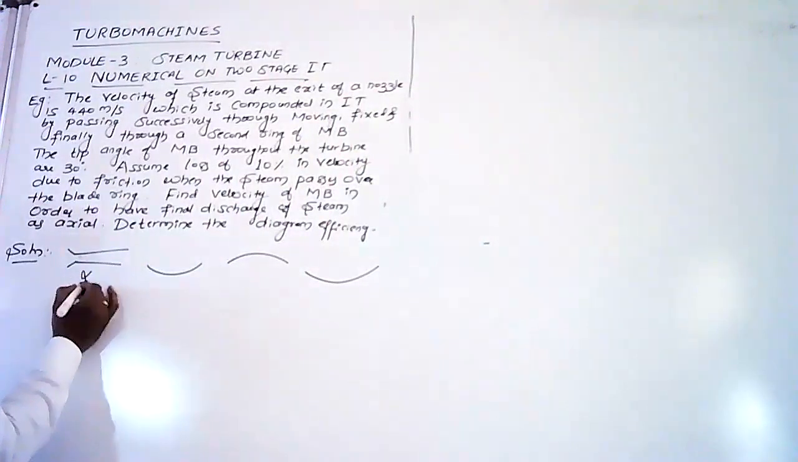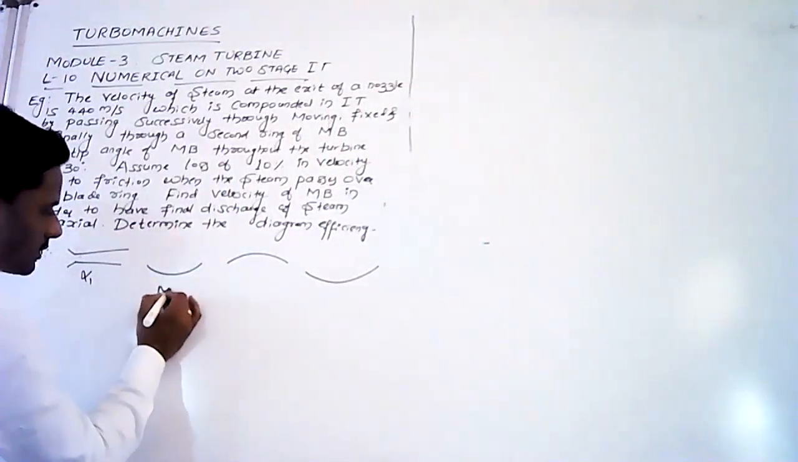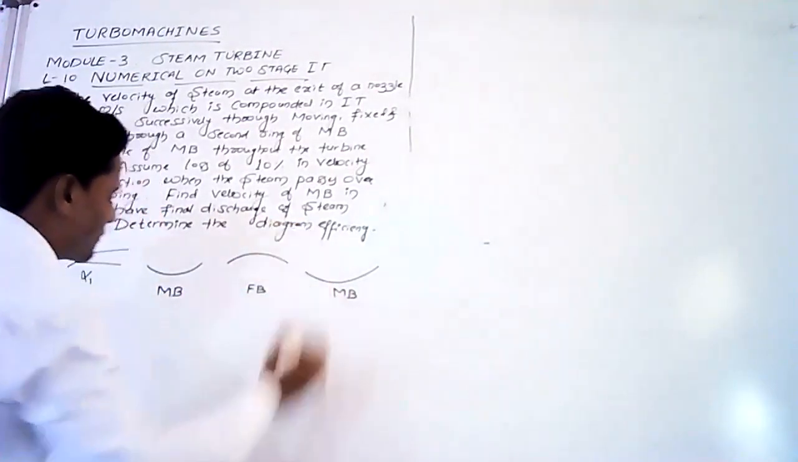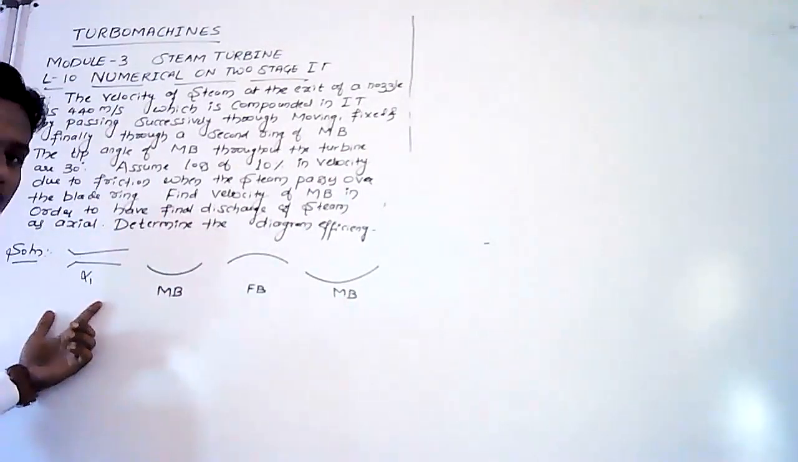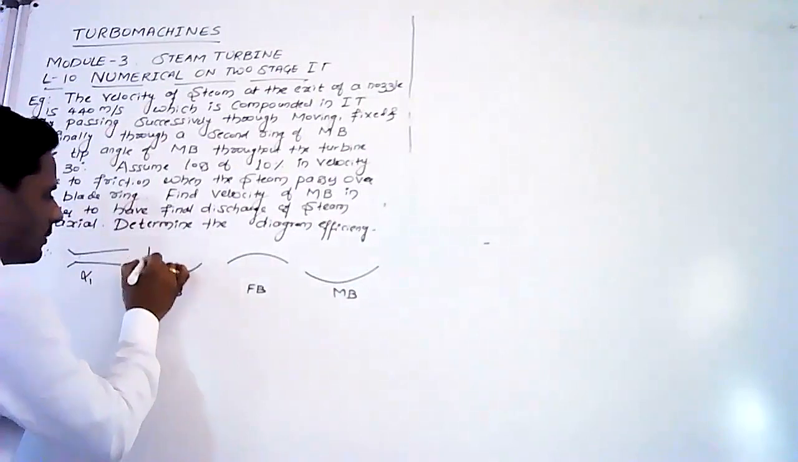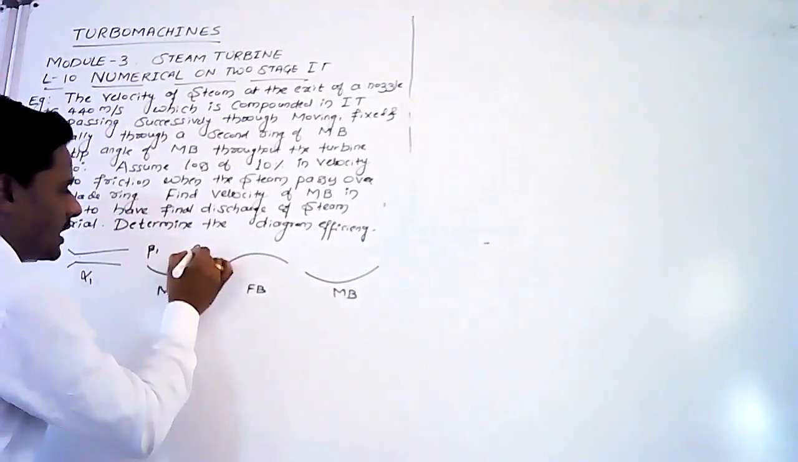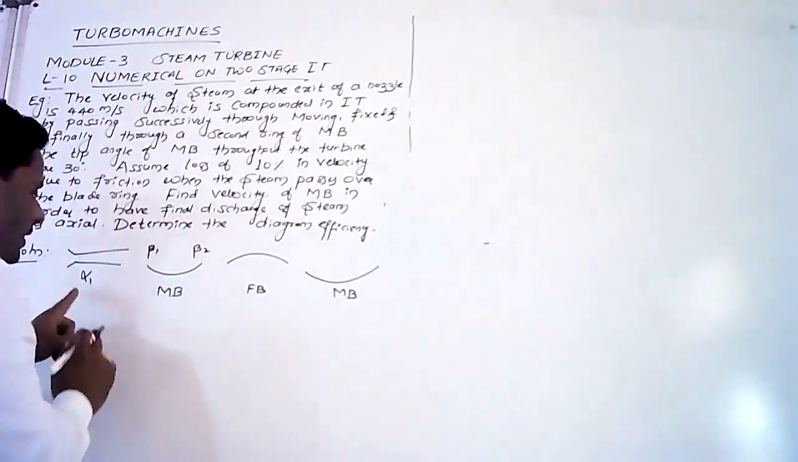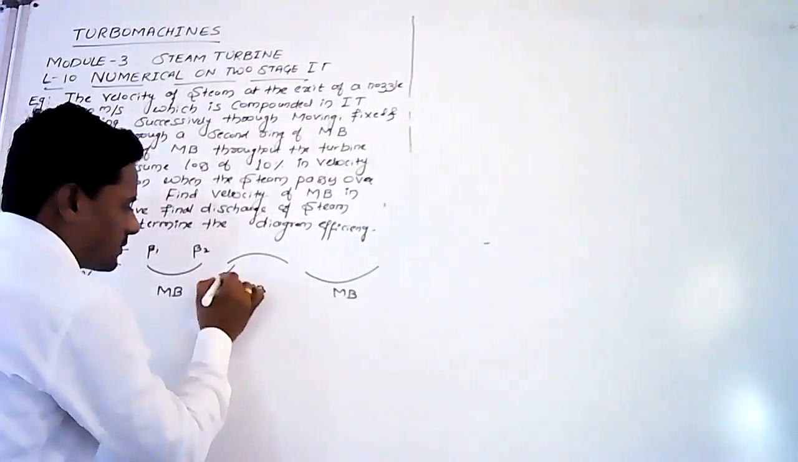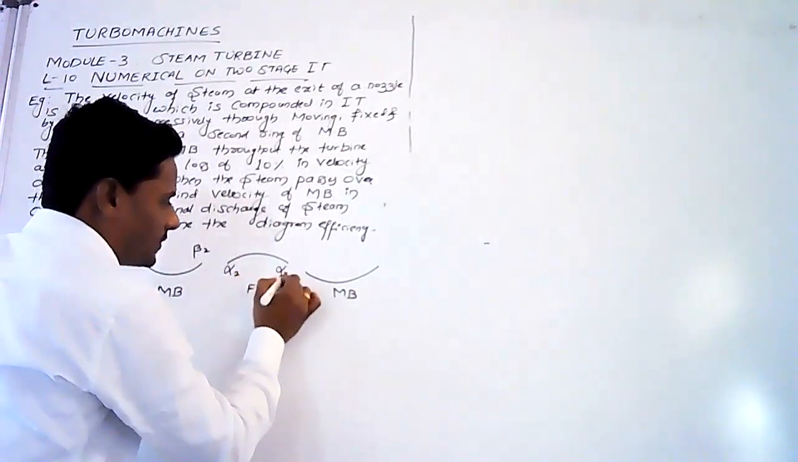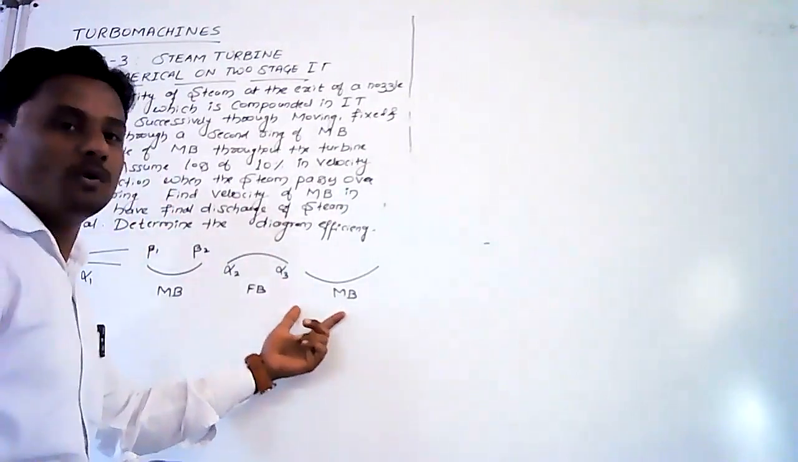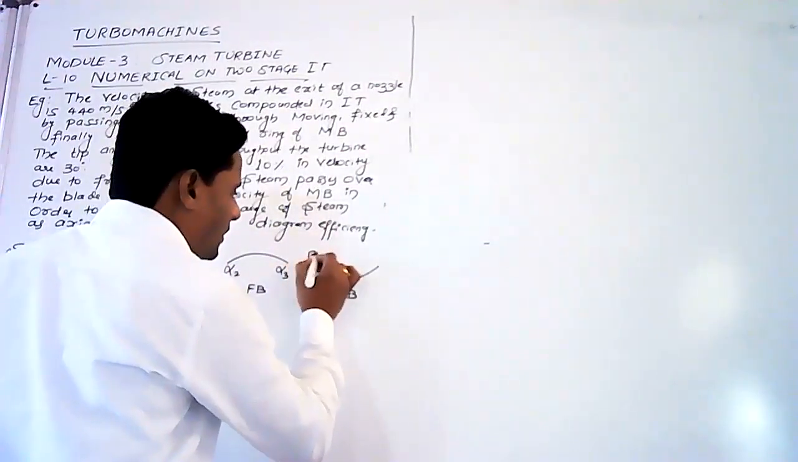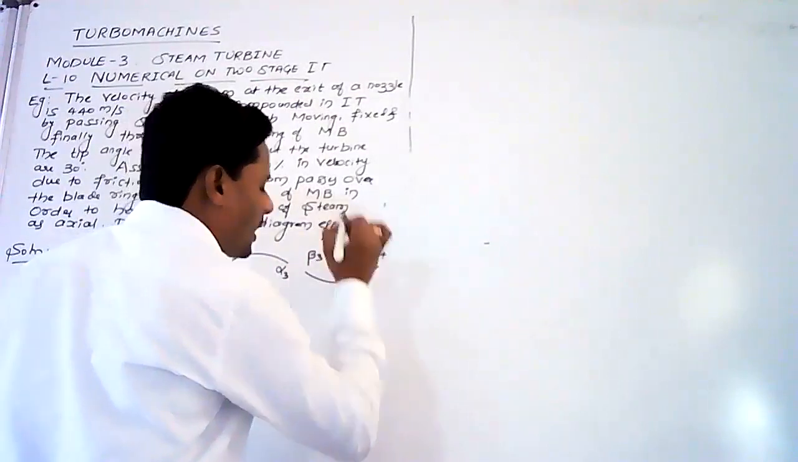Alpha 1 is the angle for nozzle. This is the row of moving blade, this is the fixed blades, and this will be the moving blade. Nozzle angle alpha 1. For moving blades, we have the angles beta 1 and beta 2, which are inlet and outlet respectively. For fixed blade, again we use alpha, so alpha 1 is already written; for fixed blade the angles are alpha 2 and alpha 3. Similarly, for moving blades we use beta again: beta 2 is already written, then beta 3 and beta 4.